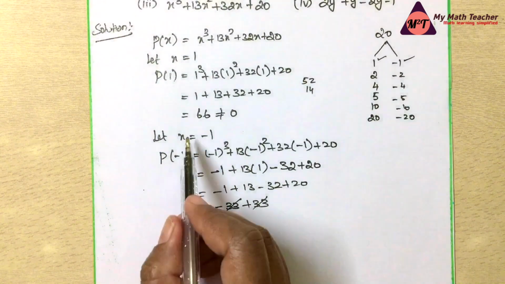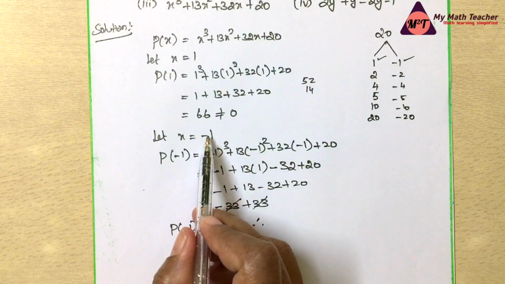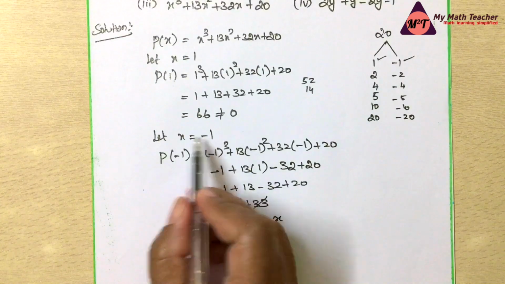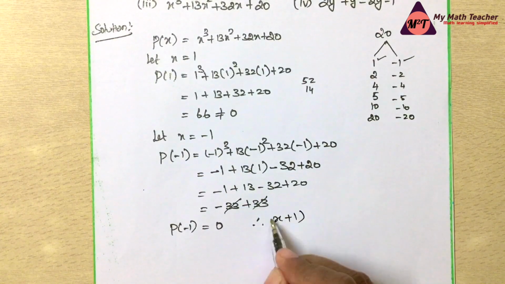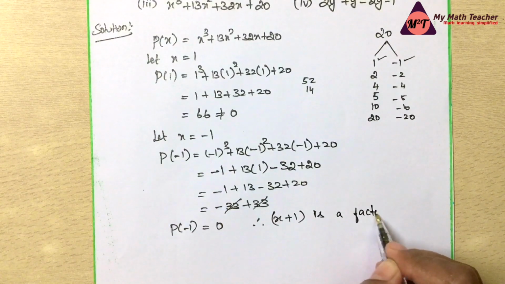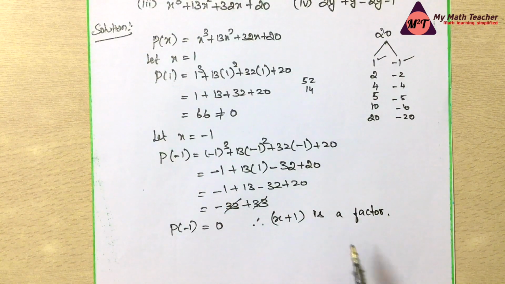So how will we write? Therefore, when x is equal to minus 1, now take the minus 1 to the left side. What happens? It will be x plus 1. Now x plus 1 is a factor. This is the first factor which we got. From the first factor, we have to find the remaining two factors.